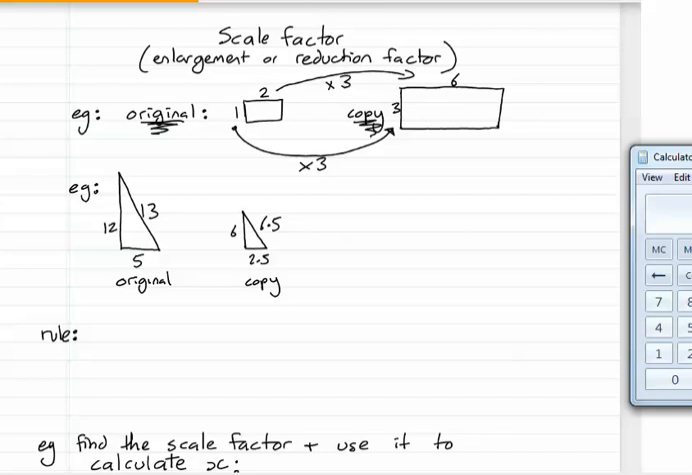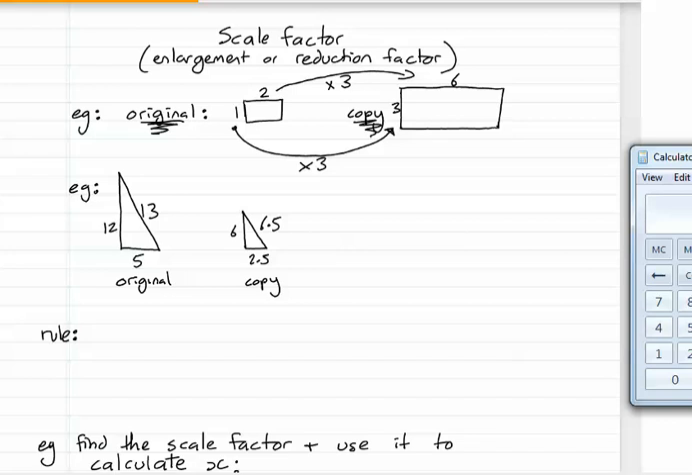If I didn't know a side value on the larger rectangle, but I had the matching side on the small one, I could find it by multiplying by 3. Now this is an enlargement factor. An enlargement factor means the copy is bigger than the original, so we're multiplying by a number more than 1.